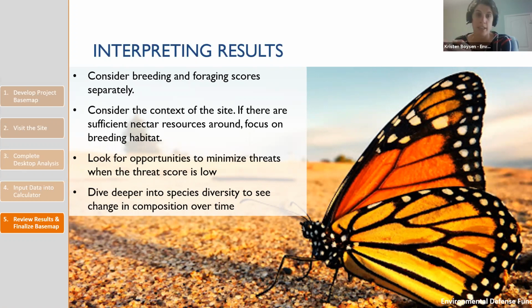So second, consider where the site is. If there's a bunch of foraging nectar sites around, focus on breeding habitat. And likewise, otherwise, if it's a monoculture of Asclepias californica nearby, maybe plant some other native plants to increase habitat for monarchs and others.